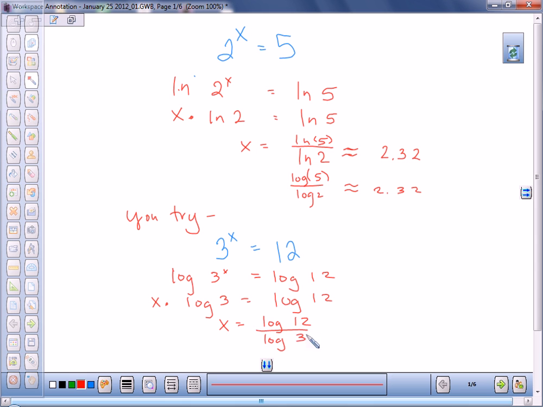Exact answers, this is how you would leave it: log of 12 over log of 3, or natural log of 12 over natural log of 3. It just depends on what you chose to go with here. If you're asked for an approximate answer, you should have gotten 2.26. Is that what you got? Okay, so this is exact. This is exact. And this is approximate. As you move along in your mathematical career, you may be asked more to leave it in the exact form than to give the approximate.